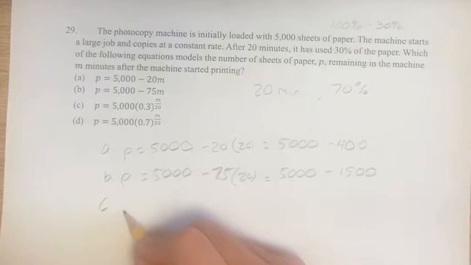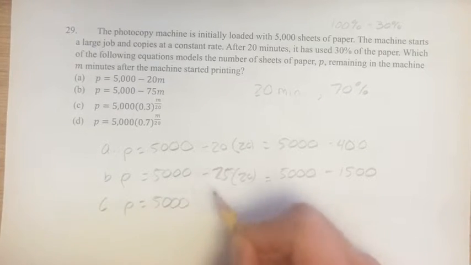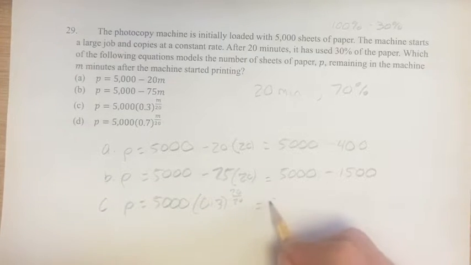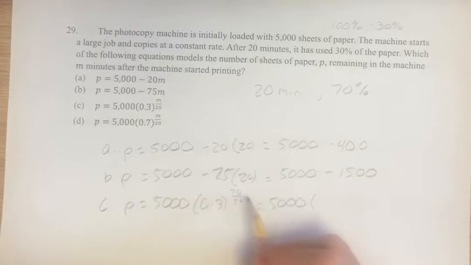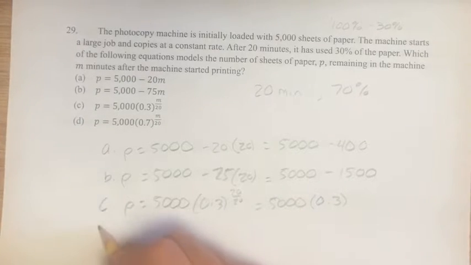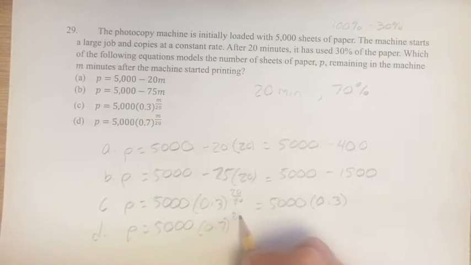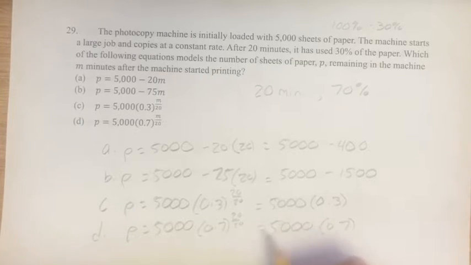For C and D, P is equal to 5,000 times 0.3 to the 20 over 20, which is 5,000 times 0.3 to the 1, which is just 0.3. And then D, we have a similar thing. 0.7 to the 20 over 20 is 5,000 times 0.7, since 20 over 20 is just 1, so you just have 0.7. So these two are exponential functions. So if the rate of paper being used changes over time, then this is what we want.